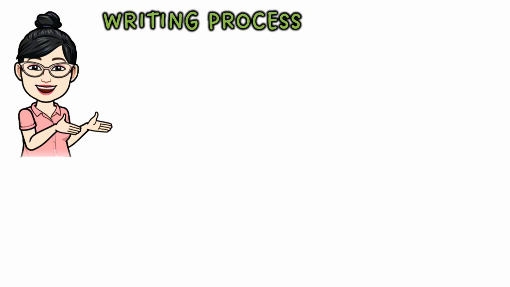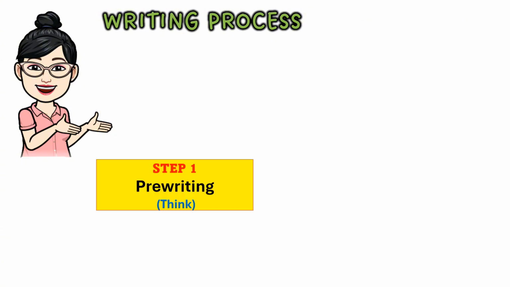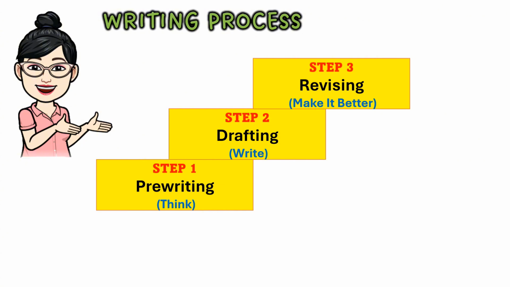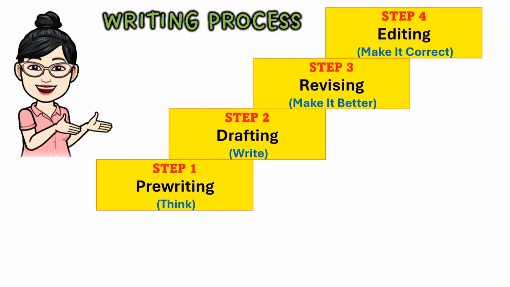Last time, we enumerated the steps in the writing process. Ano-ano nga ba ulit yun? We have Step 1, pre-writing or the think stage. Step 2, drafting or the write stage. These two steps were already discussed sa previous video natin. And today, we will be dealing with Steps 3 and 4. Step 3 is revising or the make it better stage. And Step 4 is editing or the make it correct stage.